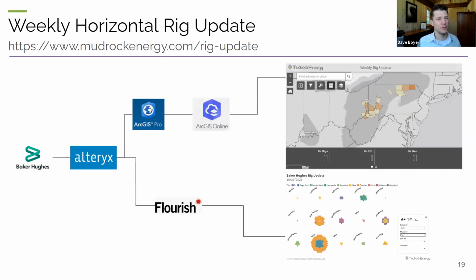Another simpler way where I'm tying a lot of this together is out on my website. I've got a weekly horizontal rig update. With that, I'm taking the raw Baker Hughes data that comes out every Friday, pulling that into Alteryx, and running a workflow to come out with a handful of different things that I track and analyze and want to post. Then I'll push it into ArcGIS Pro and publish that up to ArcGIS Online, where I have it as a web application on my website and a few other websites where it's being shared and pulled down and utilized on a weekly basis.